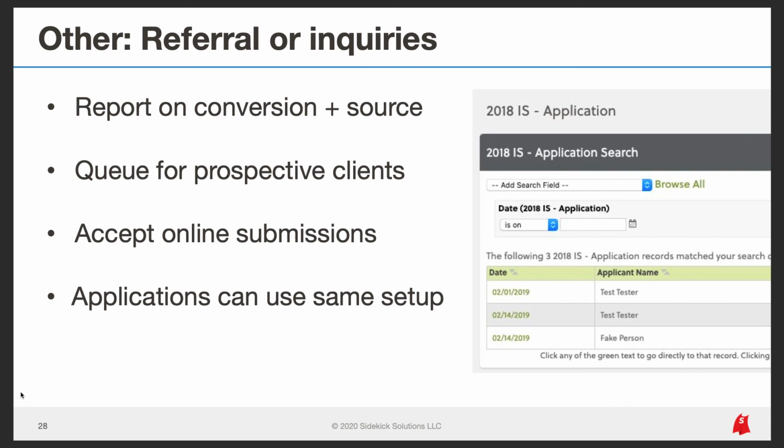Some key decisions on whether or not to use referrals or inquiries is whether or not you have enough information at referral. Do you want to accept new clients online? And does everyone that contacts you get enrolled? If the answer is yes or no to those questions, you might want to create a separate queue of inquiries or referrals into Apricot before you create and enroll a client in your program.